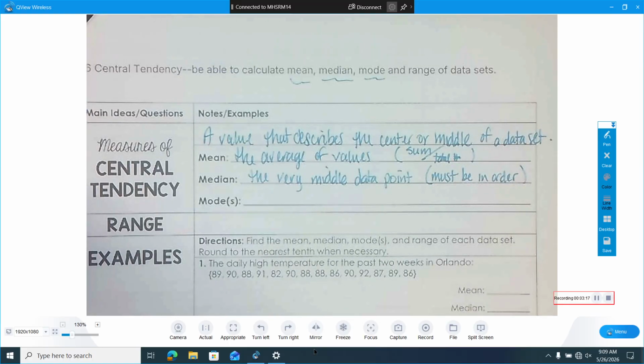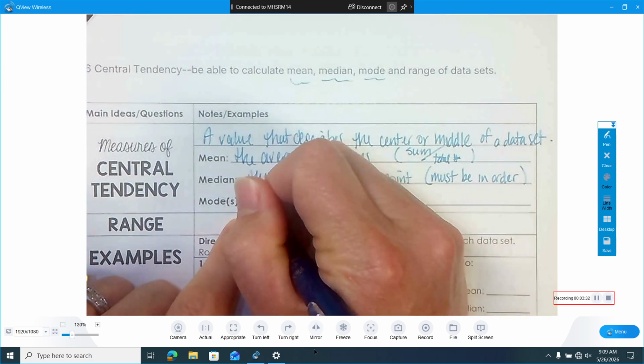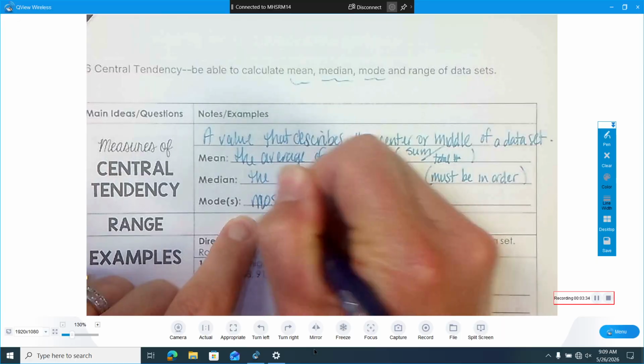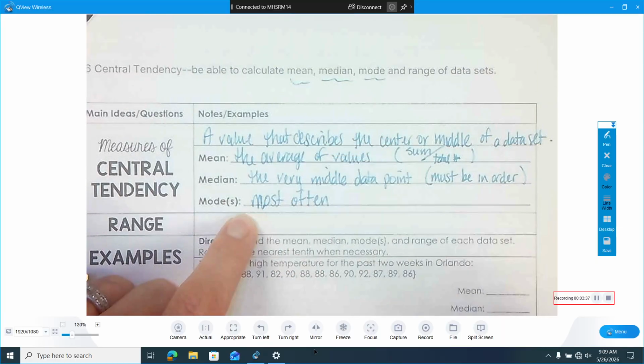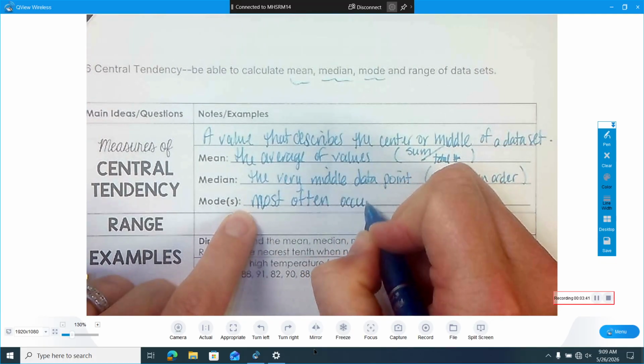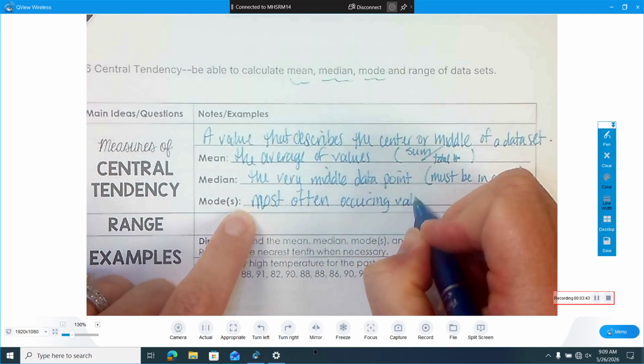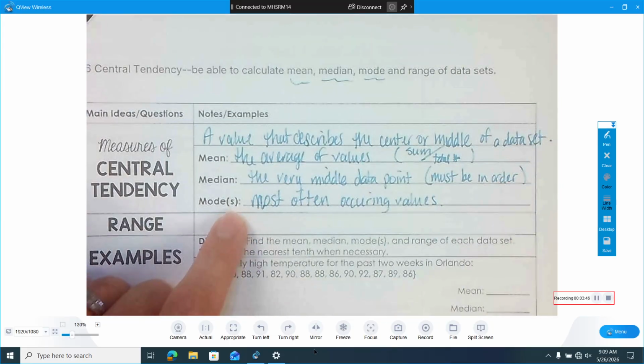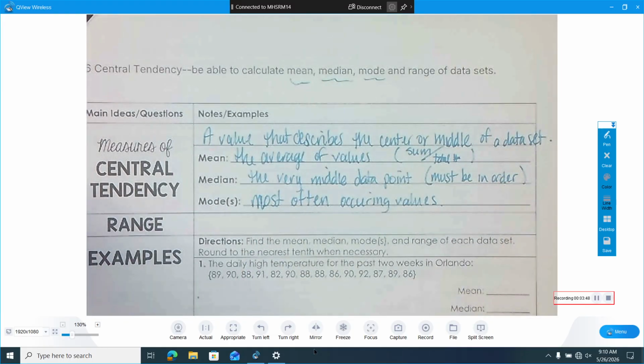Anyone know what the mode or modes is? Shaymus, what you got? No, those are typically called the highest and lowest, or maximum and minimum. But the mode, I like to think of as the thing that is the most often occurring. All right? And there could be more than one, but it's a value that occurs the most often.